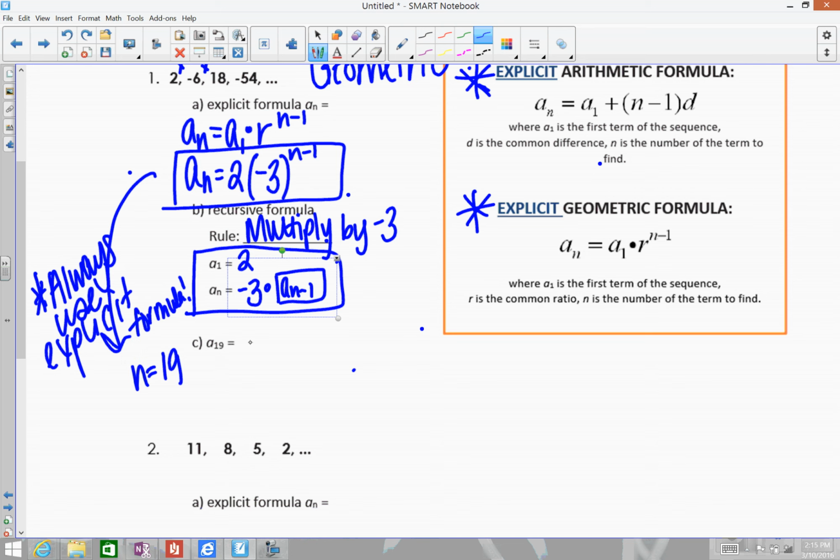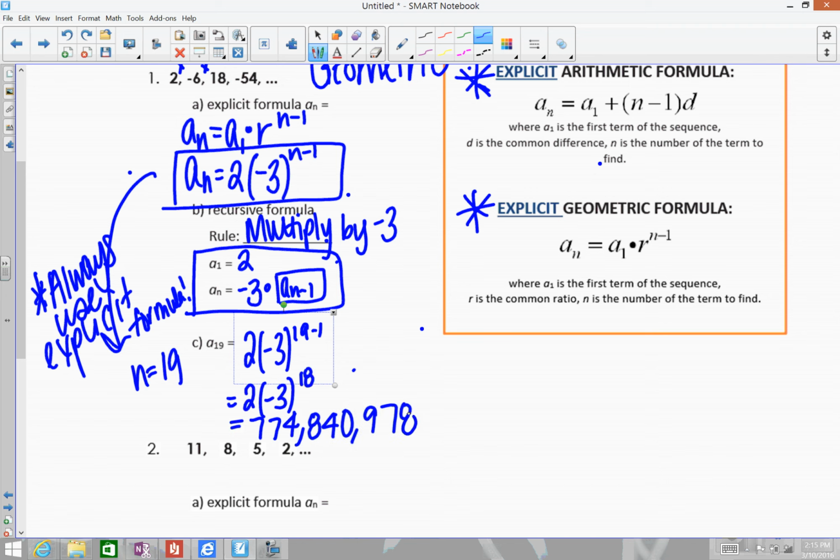So I'm going to go ahead and plug in 19 minus 1. Simplify your exponent first, so it becomes 18. Then just put that into your calculator. You end up with 774,840,978. So there's your answer.